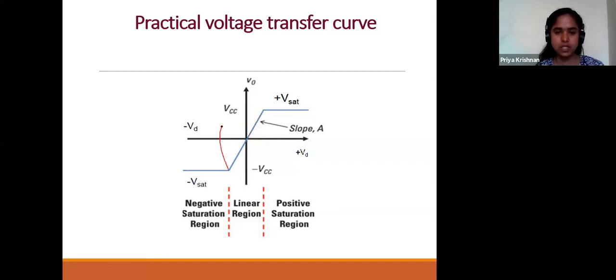With the help of this region, we are going to use the op-amp for different applications. In this curve, we have three regions: the positive saturation region, the negative saturation region, and the linear region. Most of the applications of op-amp are designed using the linear region.